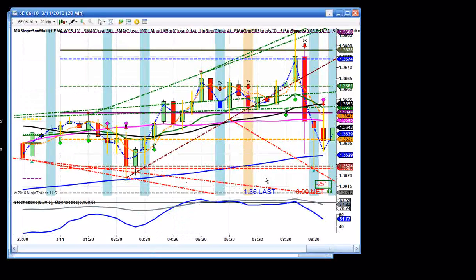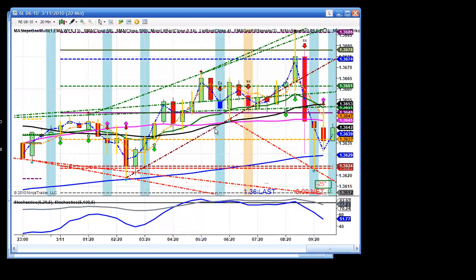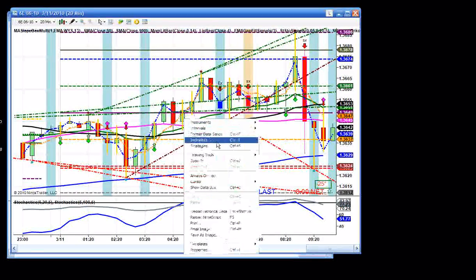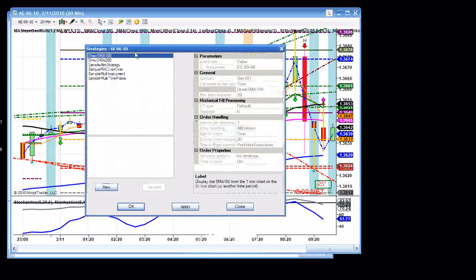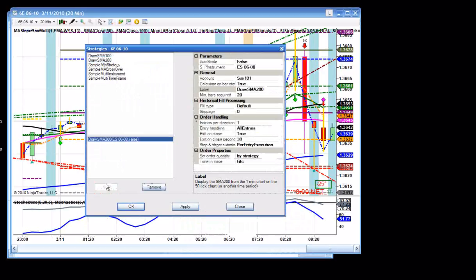Now what we want to do is transfer the 1 minute 200 moving average onto this chart, because that is the only true 200 moving average. And how we do that is you right click, go to strategies, and you'll see where it says draw SMA 200. Select that and click new to bring it into your bottom box so it'll appear on your chart.